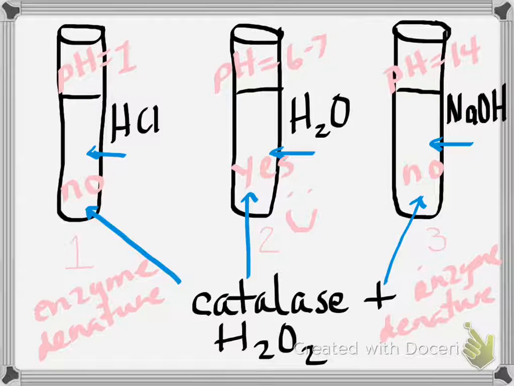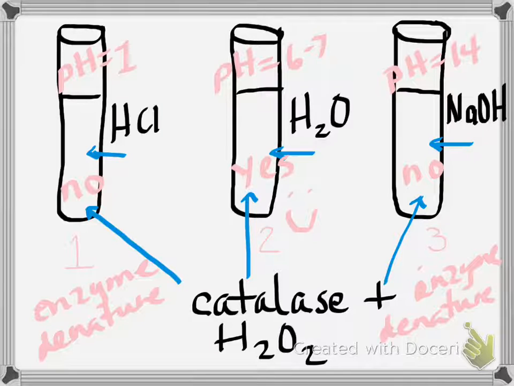So here's what I put. You'll just take a quick look up here. I drew those 3 test tubes that you have in your notes. Test tube number 1 was catalase, hydrogen peroxide, and acid. Test tube 2 was catalase, hydrogen peroxide, and water. Test tube 3 was catalase, hydrogen peroxide, and base. And then I wrote the pHs.